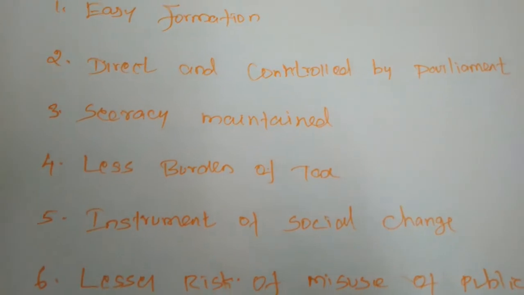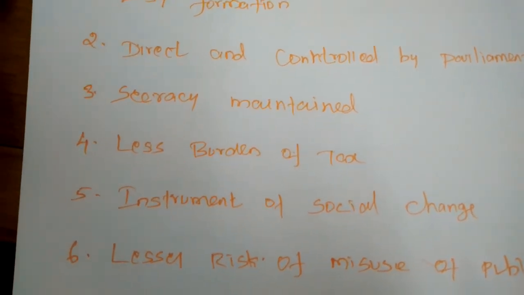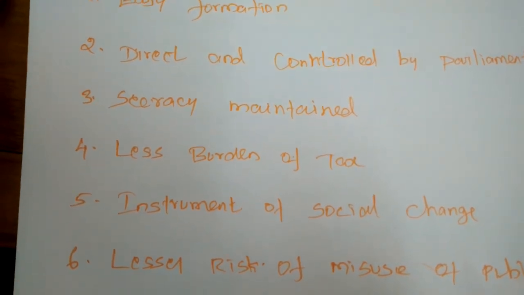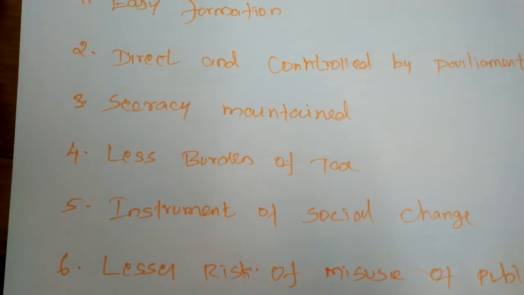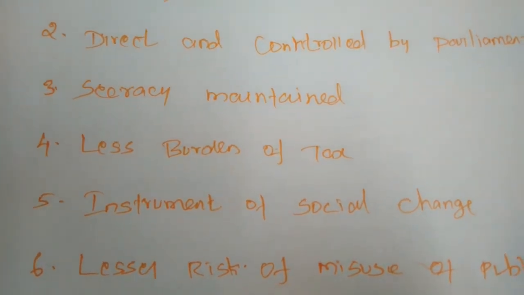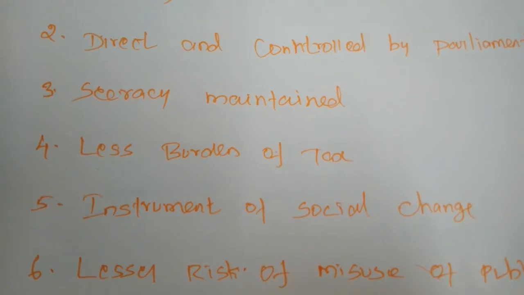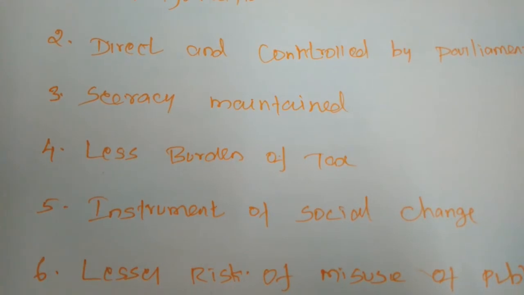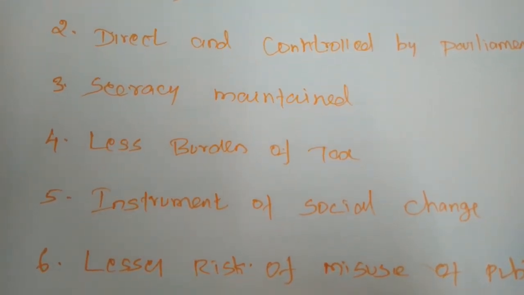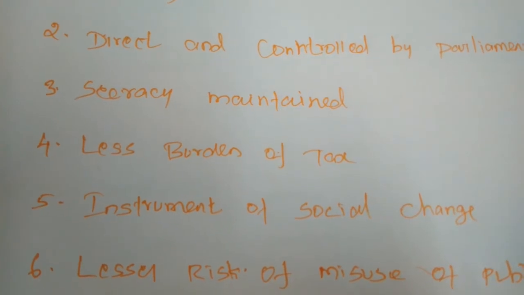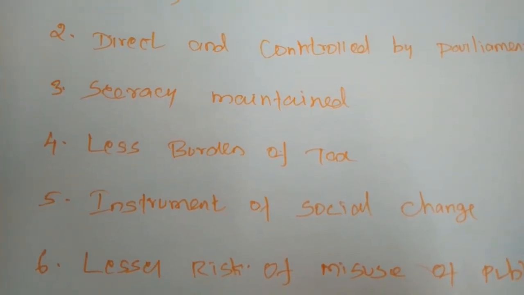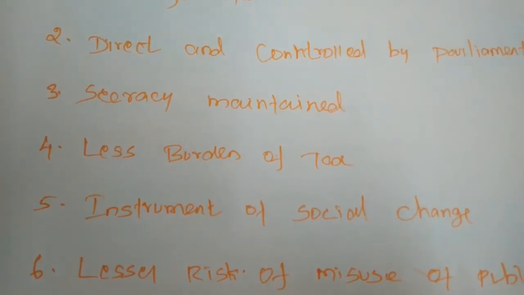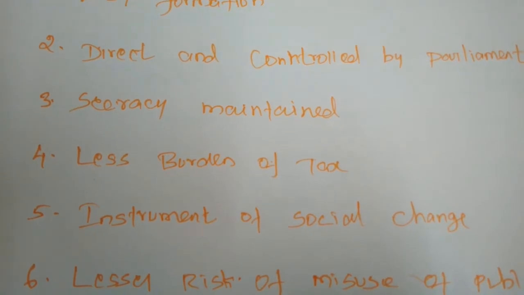Next, less burden of tax. Earnings of departmental undertakings are entirely paid into the government treasury, resulting in a lesser tax burden on the public. Most of the earnings of the departmental undertakings go to the government treasuries. Because of that, the tax paid by the public will be reduced abundantly. So by conducting departmental undertakings, the public is relieved from paying so much tax to the government.